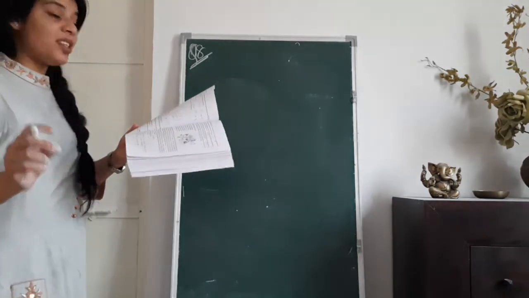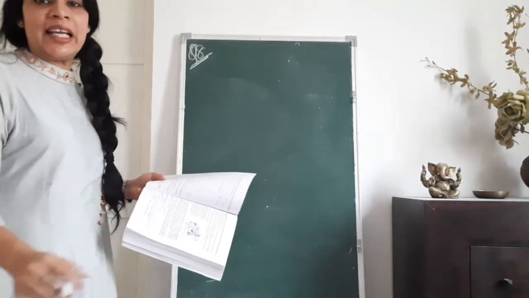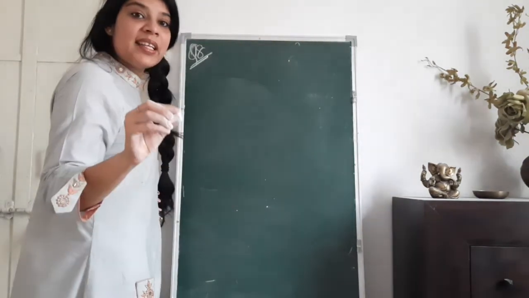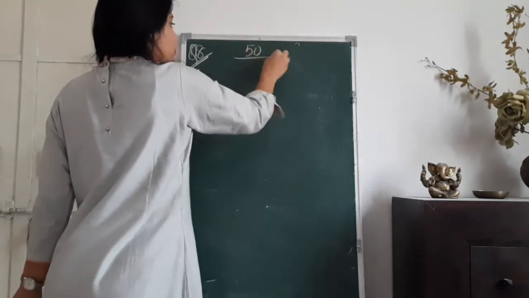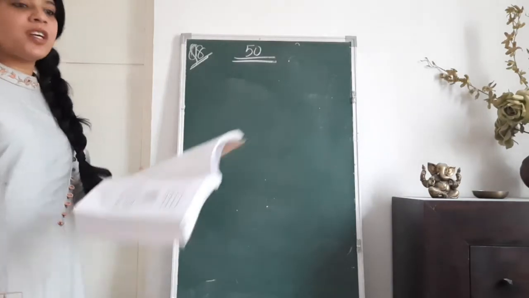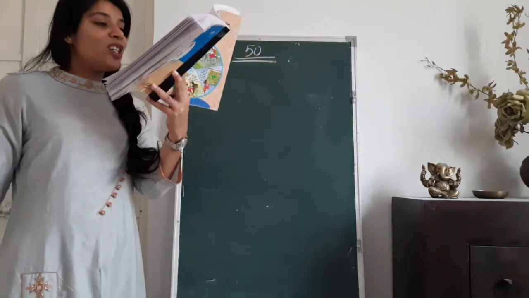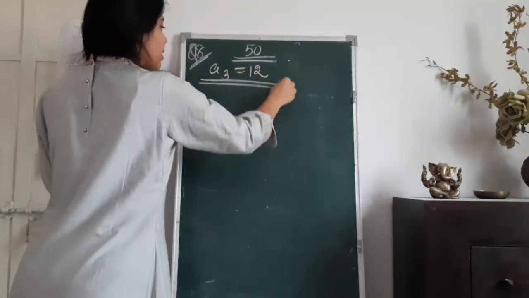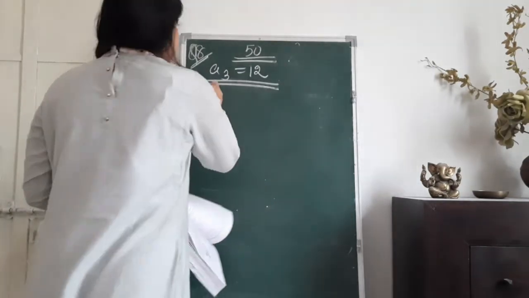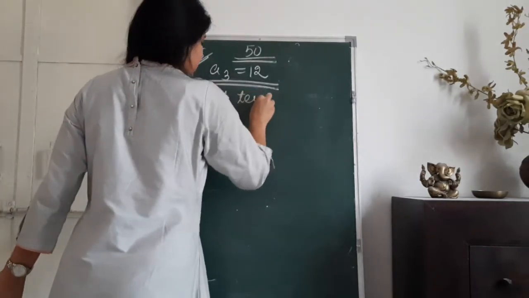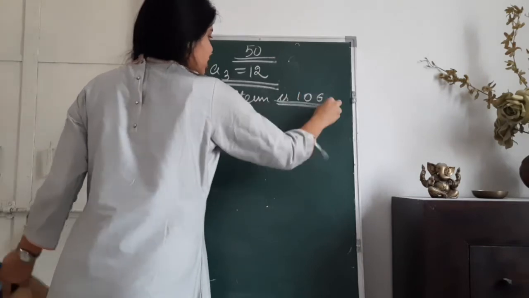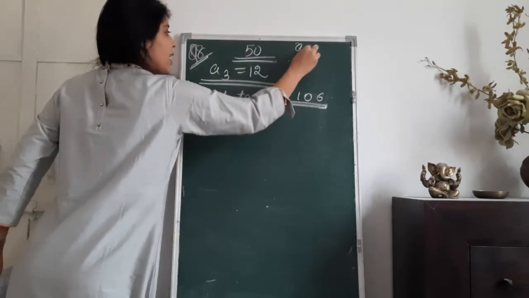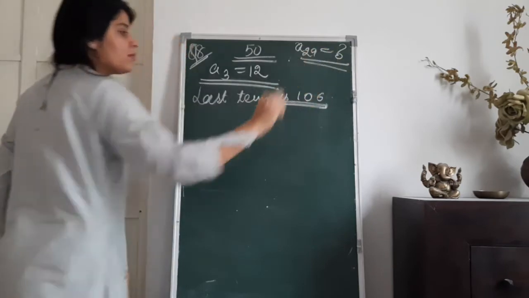There is an arithmetic progression that consists of 50 terms. What is this telling you? Isn't this telling you that the total number of terms in this arithmetic progression is 50, in which the third term is 12? A3 is equal to 12 and the last term is 106. And I have to find out the 29th term of this AP. So I need to find out A29, right?